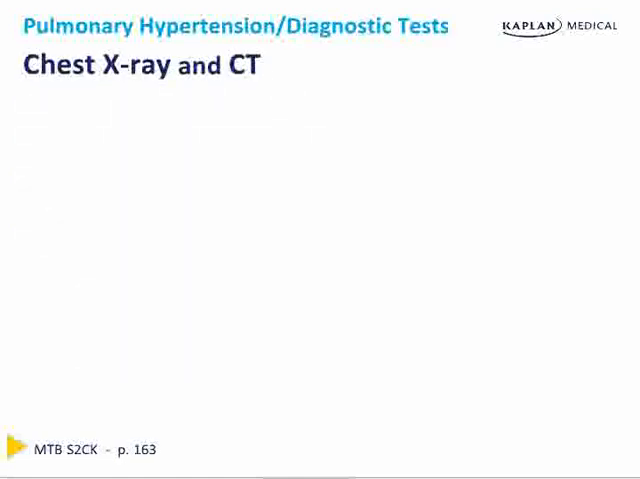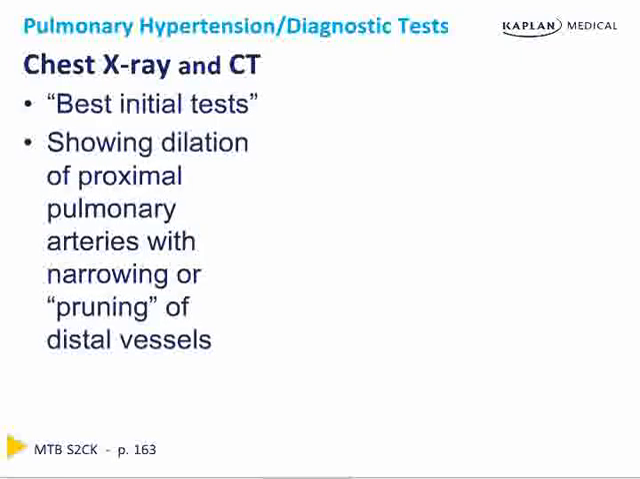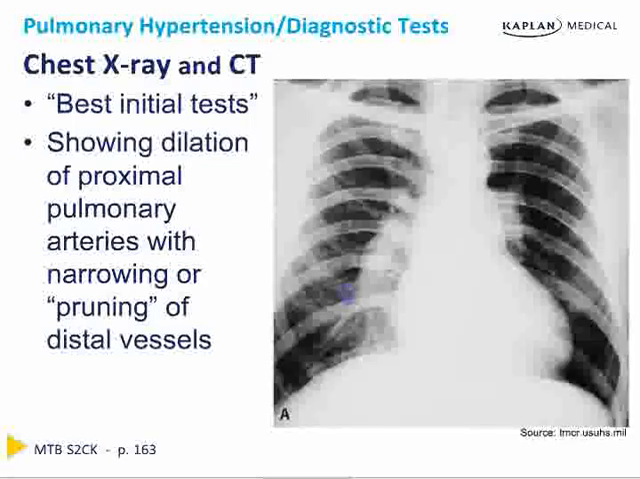Some diagnostic tests might include chest X-ray and chest CT. These are the best initial tests. They will show dilation of the proximal pulmonary arteries with narrowing or pruning of the distal vessels. Here's an example of a chest X-ray of a patient with severe pulmonary hypertension. You see very large proximal pulmonary arteries bilaterally.